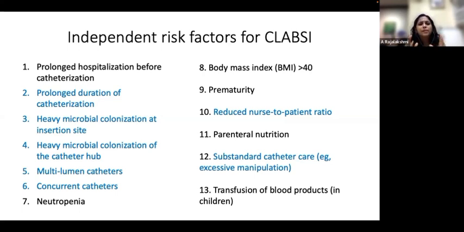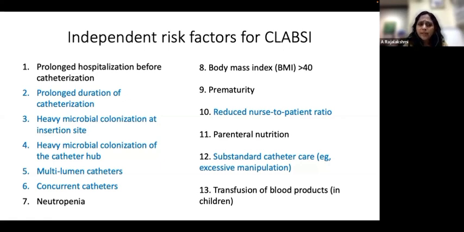So, but there are some things that I have highlighted in blue that are correctable factors, which we can definitely look at. One is the need for the HD catheter should be assessed if it is introduced for a critically ill patient for a short term, and there should be a daily checklist for catheter duration. I'm not talking about maintenance dialysis, but for critically ill patients. And how to prevent heavy microbial colonization at the insertion site, I have spoken about by chlorhexidine bath and chlorhexidine impregnated sponges at the catheter insertion site.